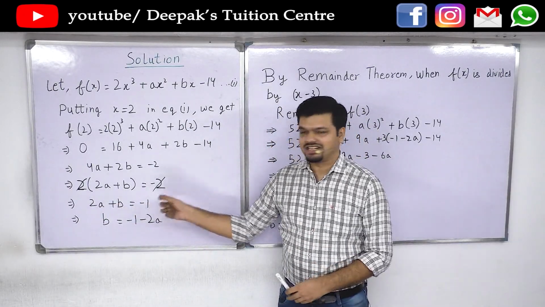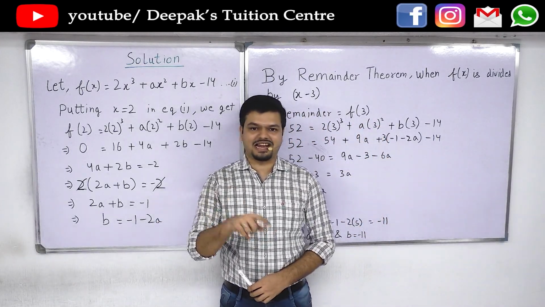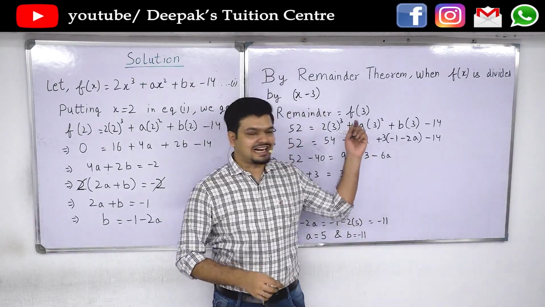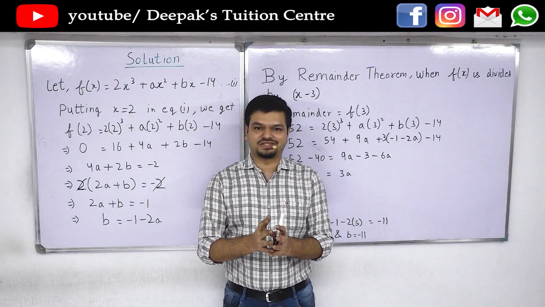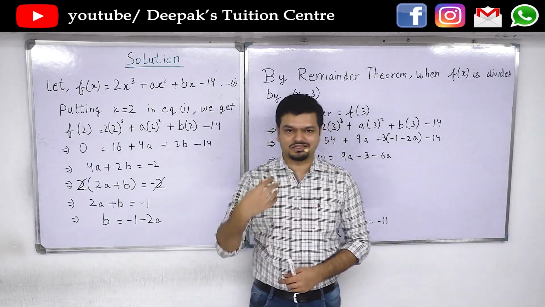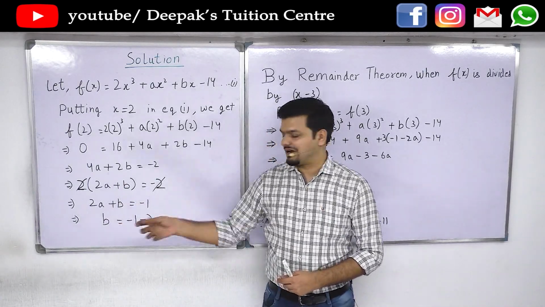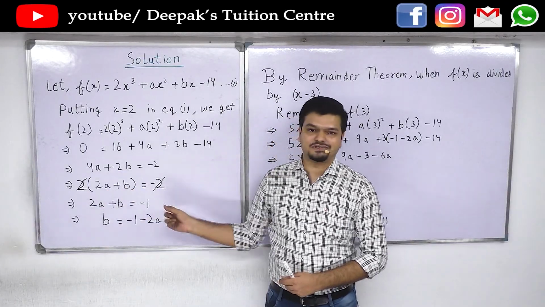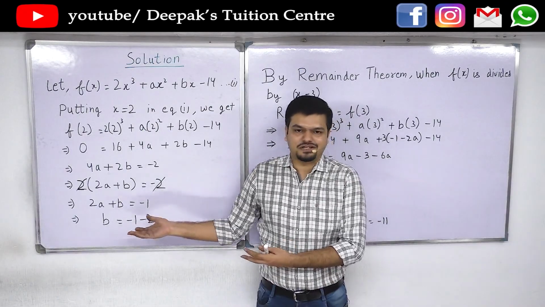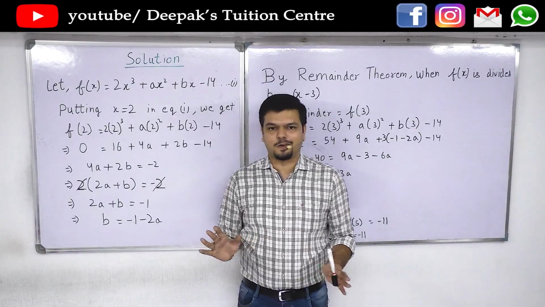You could have made this equation 1, and while using remainder theorem, you could have got another equation in a and b and made it equation 2. Rather, this is equation 2 and that is equation 3. And then you could have solved them simultaneously using the elimination technique. But I chose to use the substitution technique. So I produce the value of b in terms of a. So the value of b equals minus 1 minus 2a. I was very much comfortable with this. If you are not very comfortable with this, use elimination, no problem.